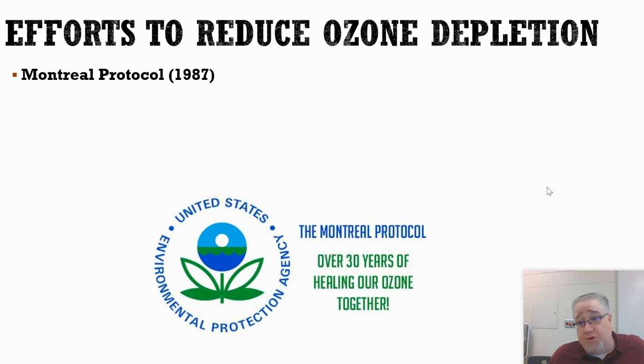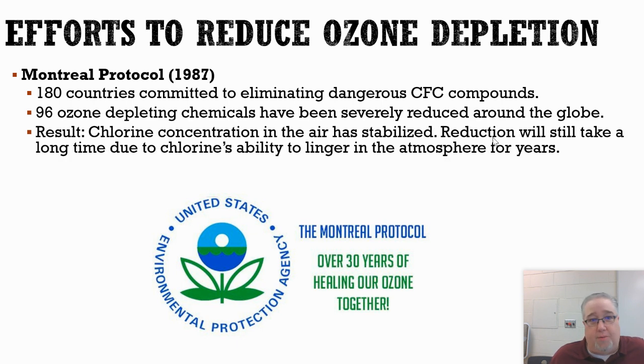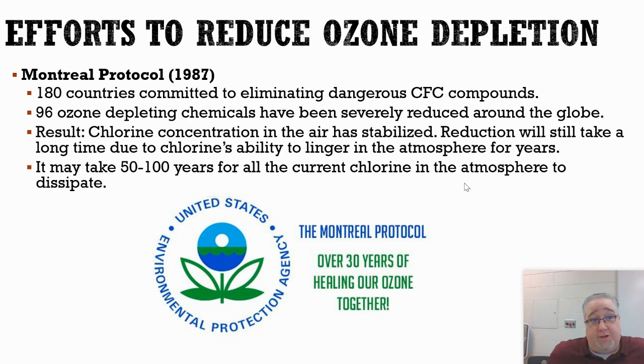Now, efforts to reduce ozone depletion. One of the things the scientific community came up with was a treaty that said, as a planet, we need to try to eliminate all of these CFC compounds. We cannot manufacture these anymore. We cannot put these up into the air. This was called the Montreal Protocol. The Montreal Protocol was 180 countries agreeing to ban over 90 some chemicals that all have CFCs in them.